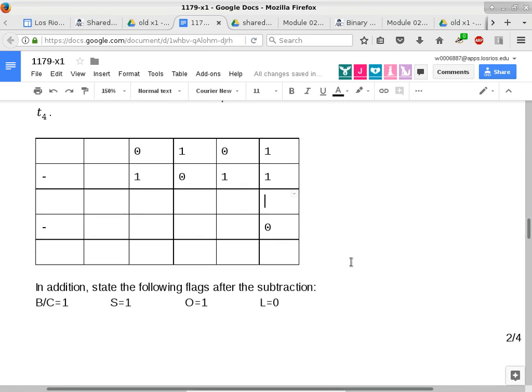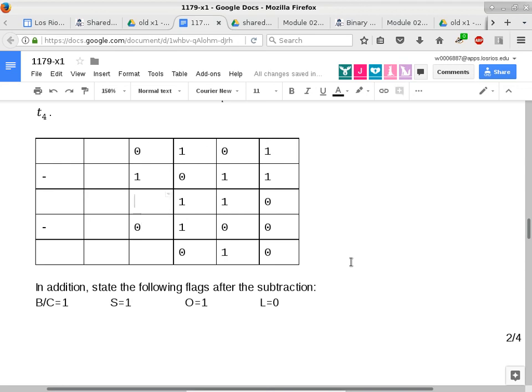1 minus 1 is a 0. 0 minus 0 is a 0. And because neither subtraction gives me a borrow of 1, the overall borrow from the next digit is a 0. 0 minus 1 is a 1, and that immediately gives me a borrow of 1 from the next column. 1 minus 0 is a 1. 1 minus 0 is a 1. 1 minus 1 is a 0. Neither gives me any borrow of 1, so that's why we have a borrow of 0 from the next column.